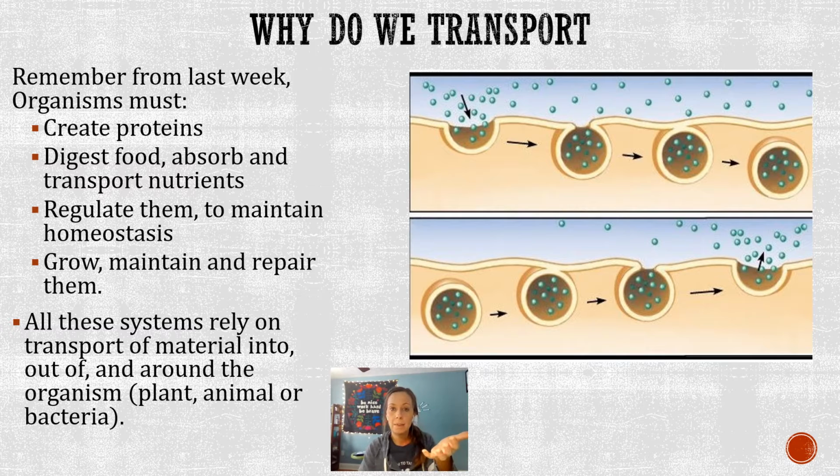Here's more transport of the cell membrane. This is endo and exocytosis. We'll talk about that in a second, but that's like eating things like Pac-Man or throwing them up.